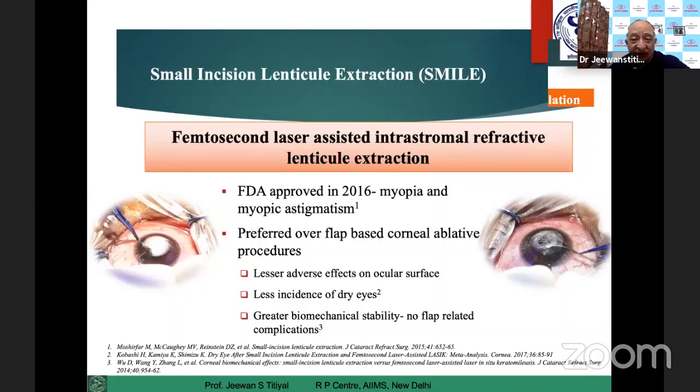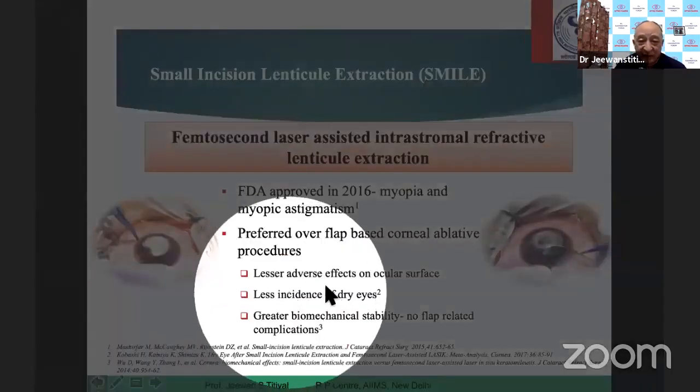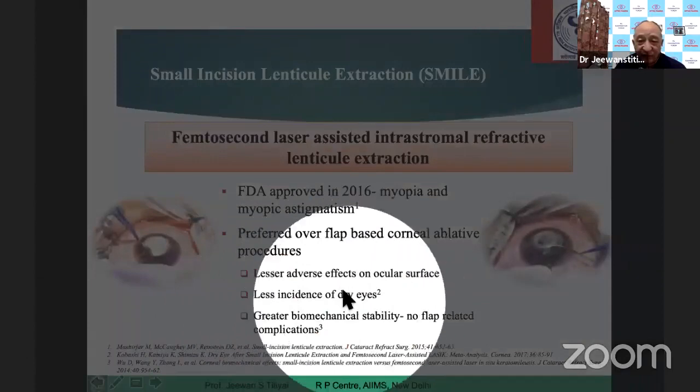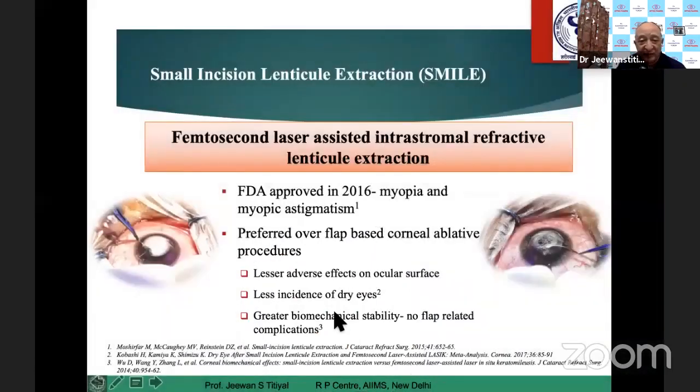As I said, the first clinical result came in 2008. In 2016, we had our FDA approval. It does have an advantage of lesser induction of dry eye, better ocular surface. Most likely, it can give you a better biomechanical stability also.